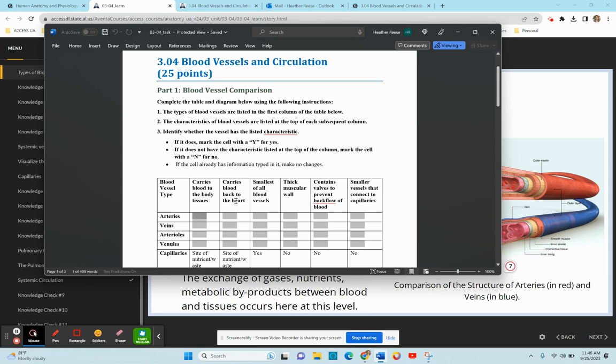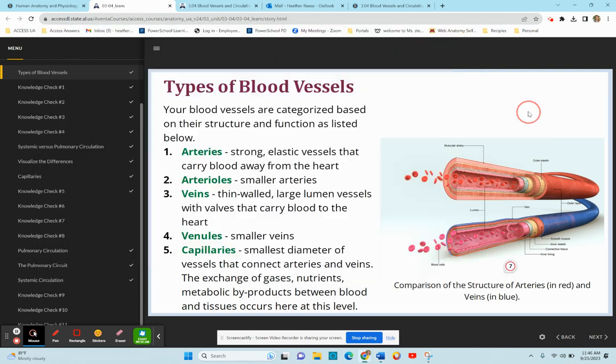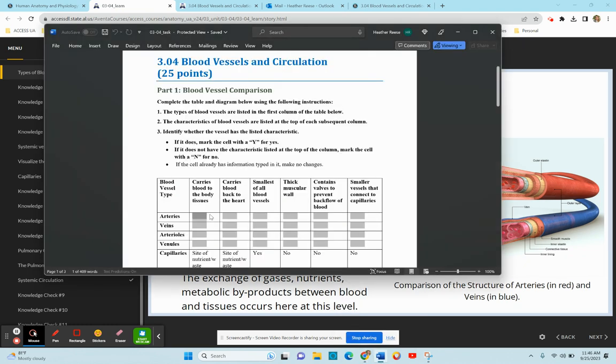So carries blood back to the heart. We know that it carries blood away from the heart, so therefore it does not carry blood back to the heart. So that one would be no. Okay, so we would put no there. So let's go over to smallest of all blood vessels.